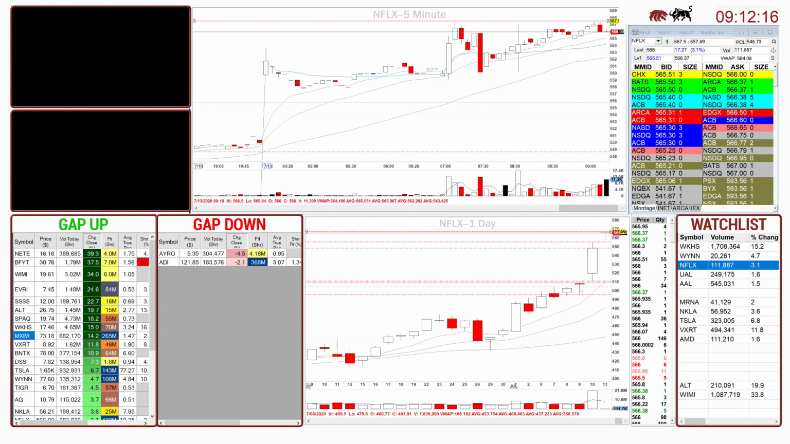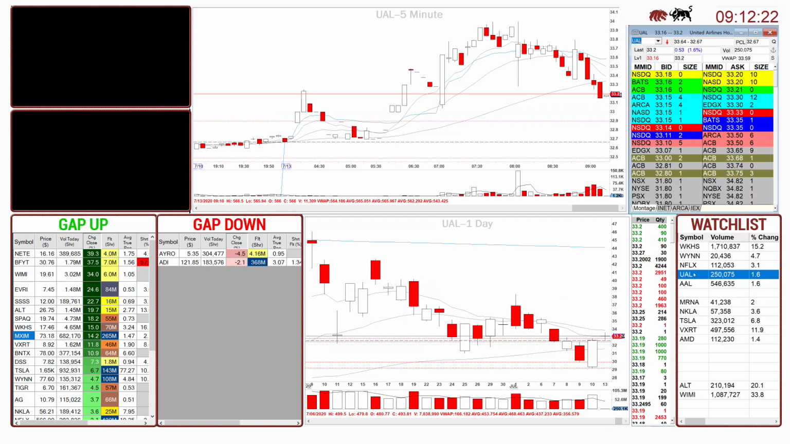Towards the bottom you have the highs and lows from the last two trading days, so we've got you covered there, and we'll keep an eye on those. The chart next, we have United, I believe.